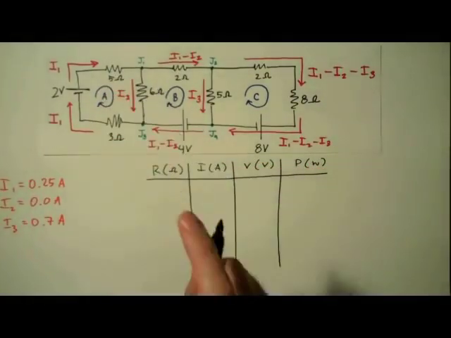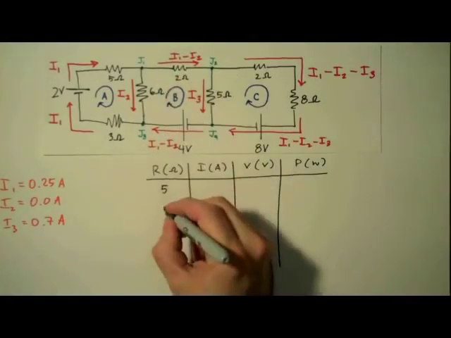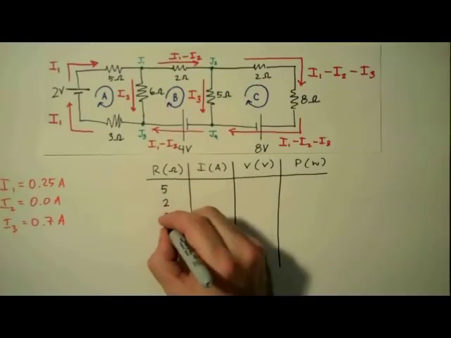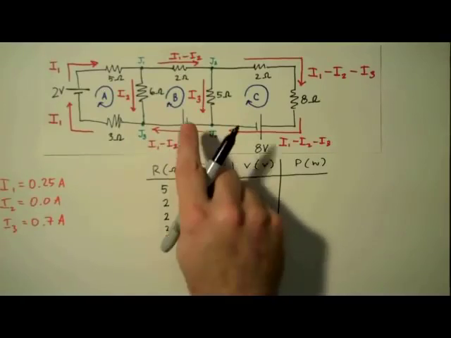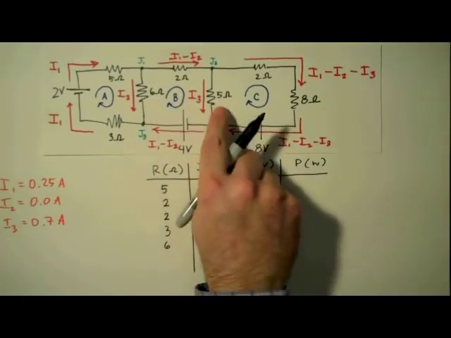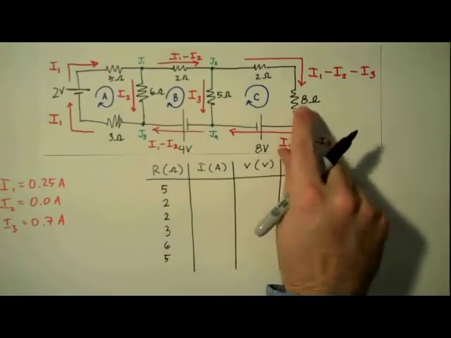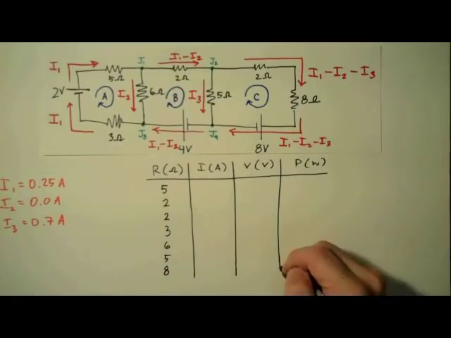We'll start with resistances. First we have the 5 ohm on the left, the 2 ohm in the center, then the 2 ohm on the right, then the 3 ohm on bottom, the 6 ohm in the center, the 5 ohm in the center, and then the 8 ohm on the right. Next we move to currents.